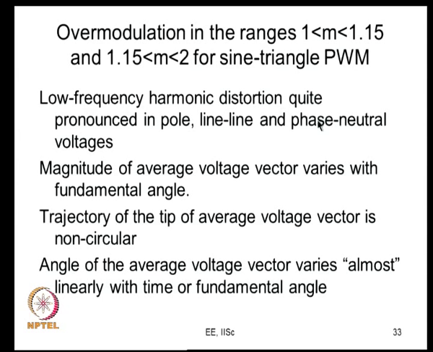And these phase to neutral voltages, those are 3 phase voltages, can be transformed into the space vector domain. And if you look at the magnitude of the average vector, that varies with the fundamental angle. The trajectory is not circular. That average voltage vector applied in various subcycles, if their magnitudes are equal, the trajectory of the tip of the vector would be circular. Now, it is non-circular. However, the angle of the average voltage vector varies almost linearly with time. There is not a very appreciable change. If there is some change, that could be ignored.